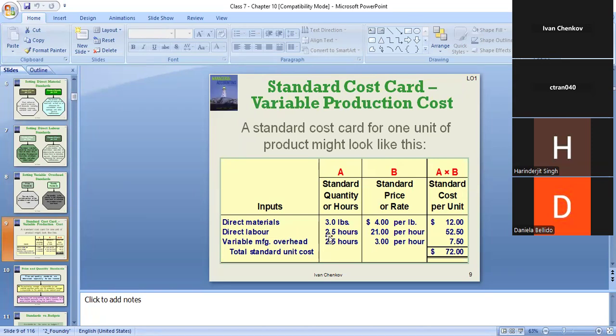Direct labor, 2.5 hours worker works, we're paying $21 per hour. We have to pay in total $52.50. Variable overhead, we are allocating based on the direct labor hours. For every direct labor hour, we are allocating $3, so that means $17.50. So our standard cost per unit here will be $72. Why? Because we're using those standards with those prices to come up with that cost.